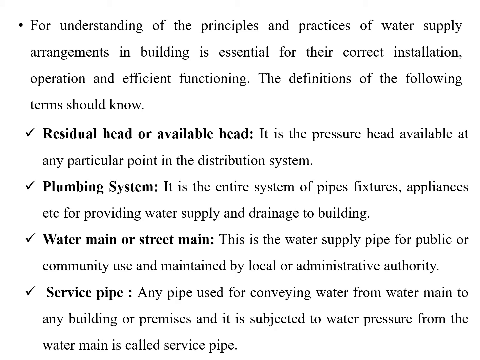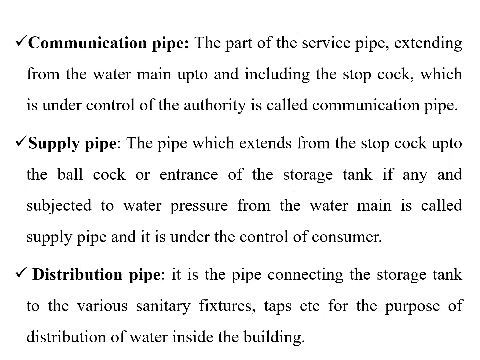Plumbing systems: it is the entire system of pipes, fixtures, appliances, etc. for providing water supply and drainage to the buildings. Water main and street main: this is the water supply pipe for public or community use and maintained by local or administrative authorities. Service pipe: any pipe used for conveying water from water main to any building or premises. It is subjected to water pressure from the water main and is called service pipe.